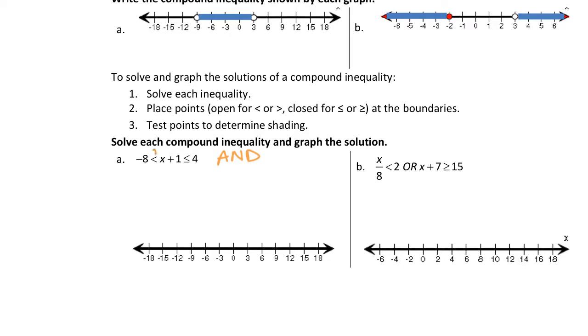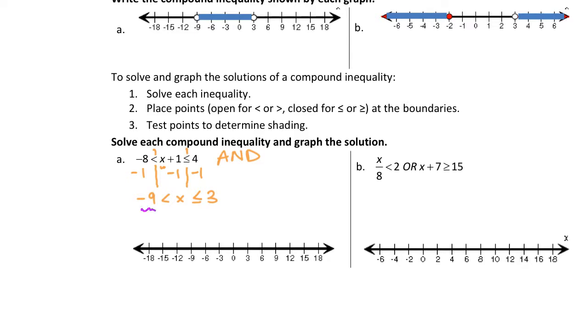What that means is we're actually going to draw a line down both inequalities, find your variable. So since it's x plus 2, we're going to subtract 1, but on all three sides. So negative 8 minus 1 and 4 minus 1. This will create negative 9 is less than x, which is less than or equal to 3.